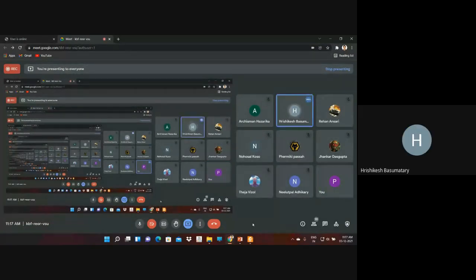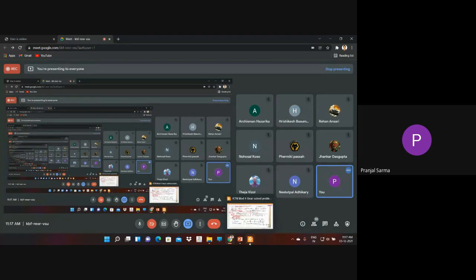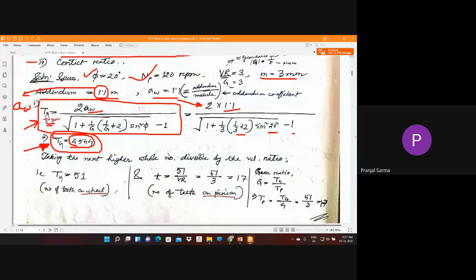Yes, sir. Okay, so tell me, can the number of teeth be a fractional value like 49.44? Is it acceptable? Definitely no. Suppose this is one tooth, this is the second tooth, then the third tooth, and so on. That is the whole number that we have. And 49.44 is what we obtained after calculation, so this is not acceptable.